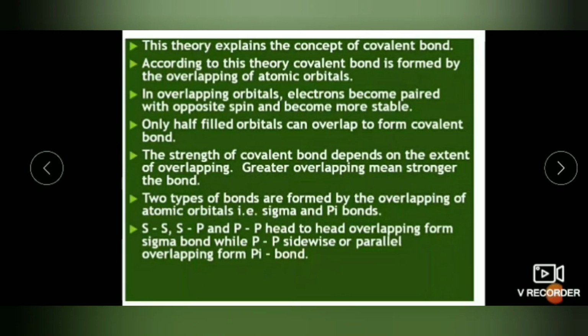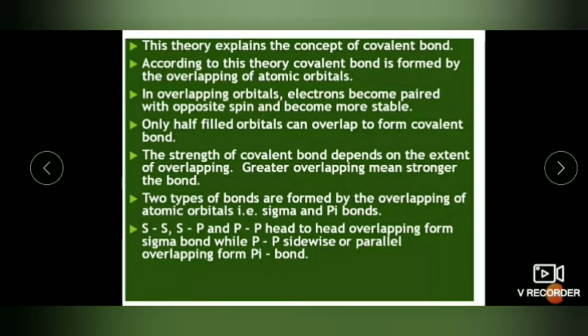Next I will explain it briefly. The first postulate explains the concept of covalent bond. The second explains the extent and how the overlapping takes place between the atomic orbitals. The next explains how the electrons become paired with opposite spin, how electron pairing takes place and they become more stable. This is the third postulate.